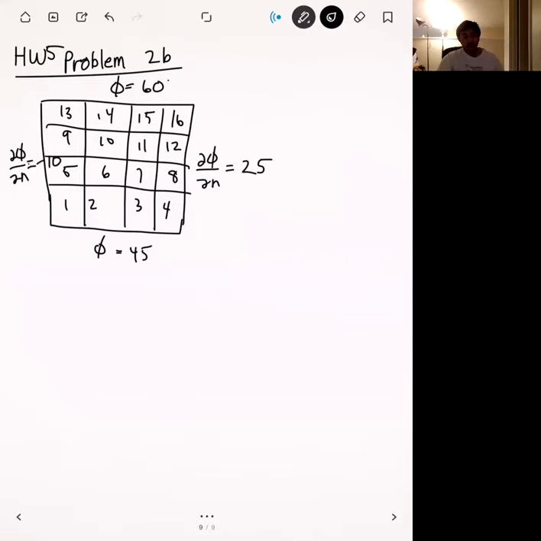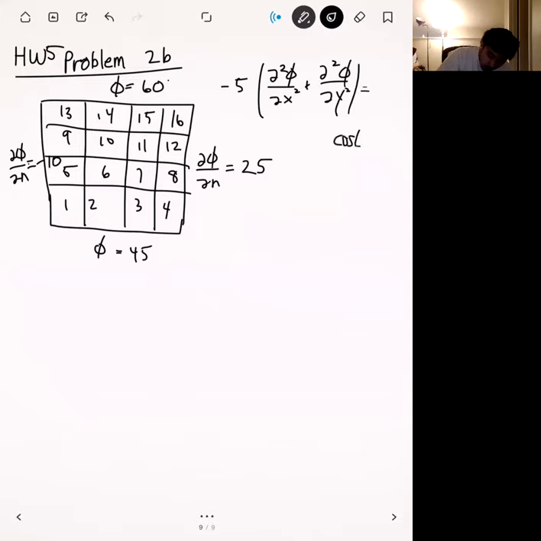Okay. And so, let me write out the equation. So the equation is the following, right? And so the equation is minus 5 partial squared phi, partial x squared, plus partial squared phi, partial y squared is equal to cosine of pi x minus 2 sine of pi y.